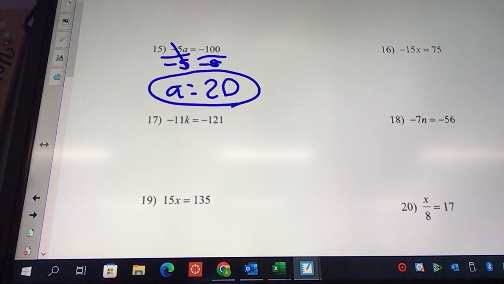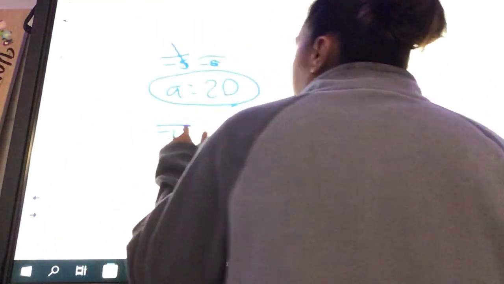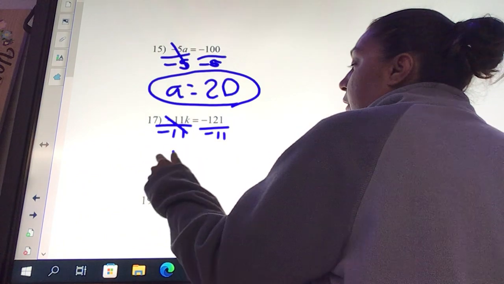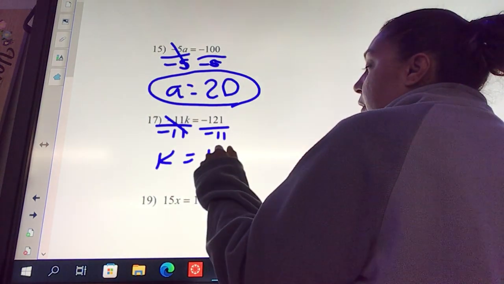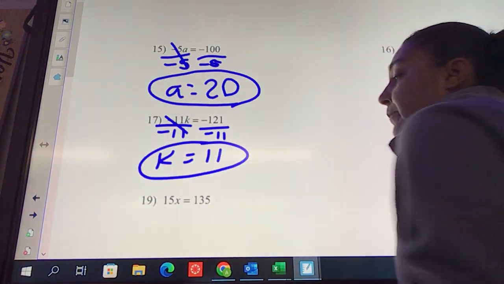Okay. Negative 11k equals negative 121. What needs done? Yeah, but what do you need to do it to? We're gonna divide by negative 11. Which the answer is, what is it? 11. 11? Somebody agree with that? Yeah. Okay.